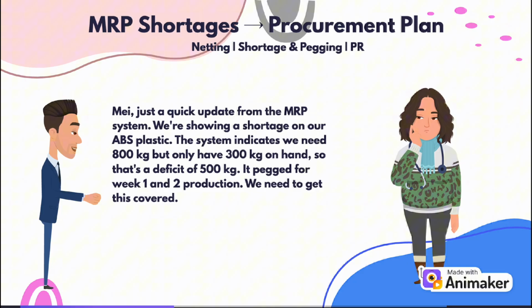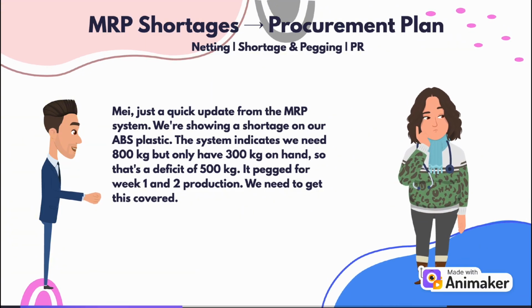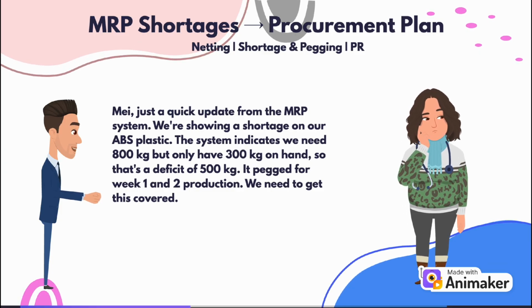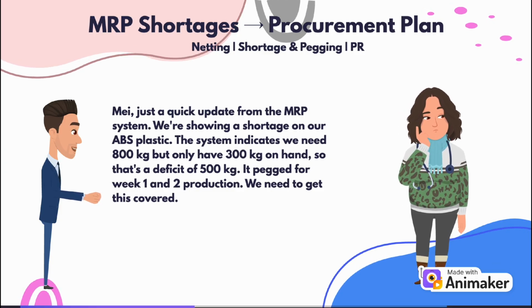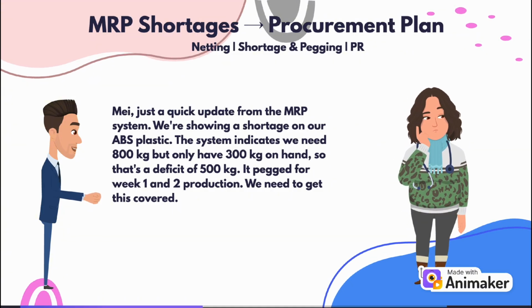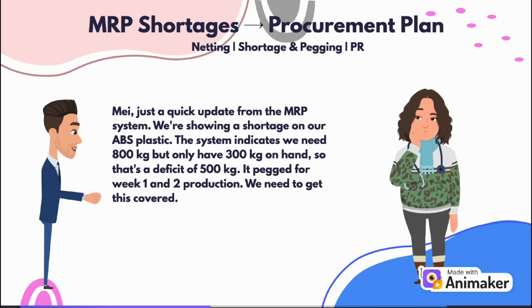Just a quick update from the MRP system. We're showing a shortage on our ABS plastic. The system indicates we need 800 kilograms but only have 300 kilograms on hand, so that's a deficit of 500 kilograms. It's pegged for week 1 and 2 production. We need to get this covered.